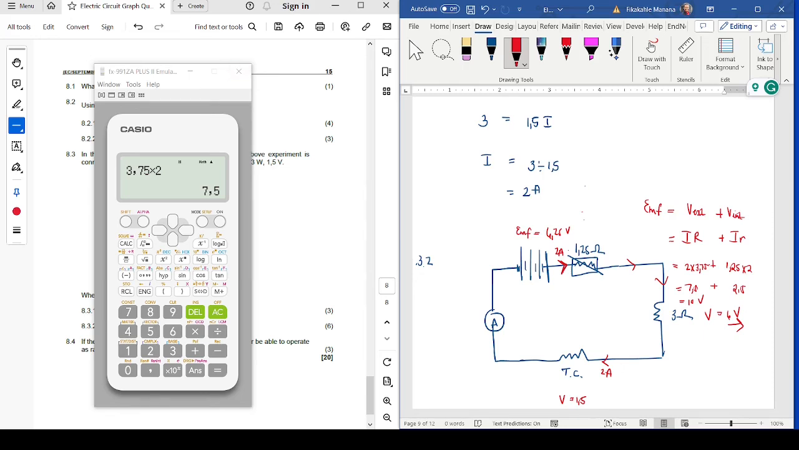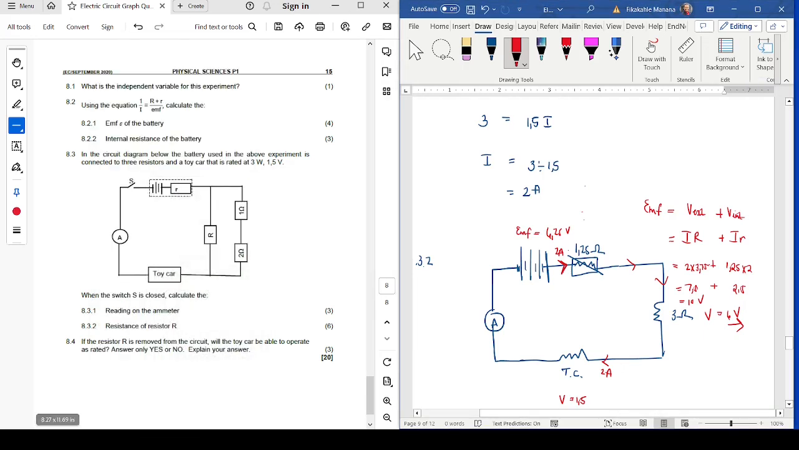Okay, so let's get back to the question again. If the resistor R is removed from the circuit, will the toy car be able to operate as rated? No, it will not. And why is that? That is because our internal resistance has increased. Okay, or it will increase. All right, and we see then, our EMF has to be 6,25.